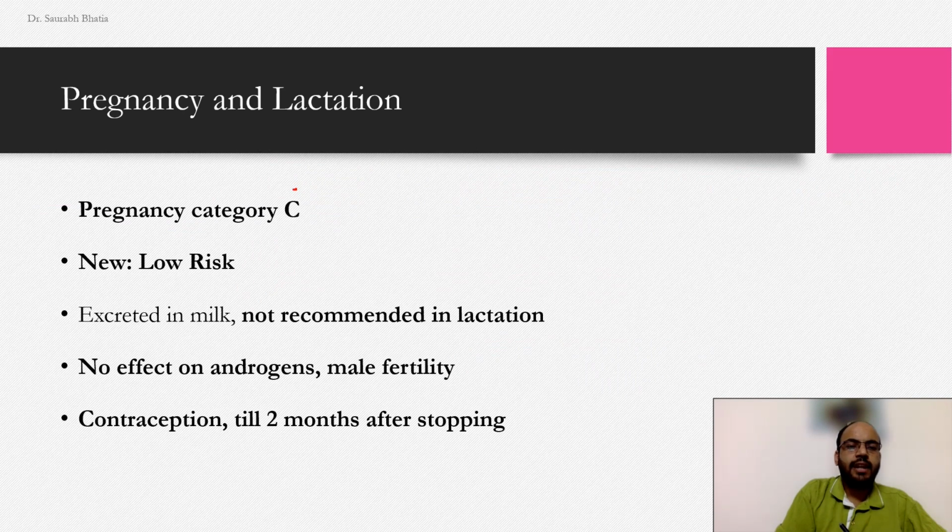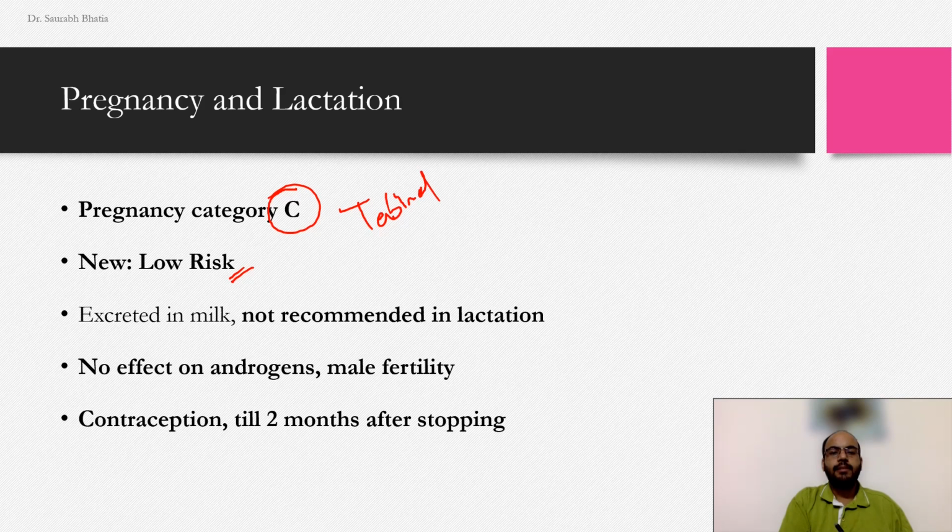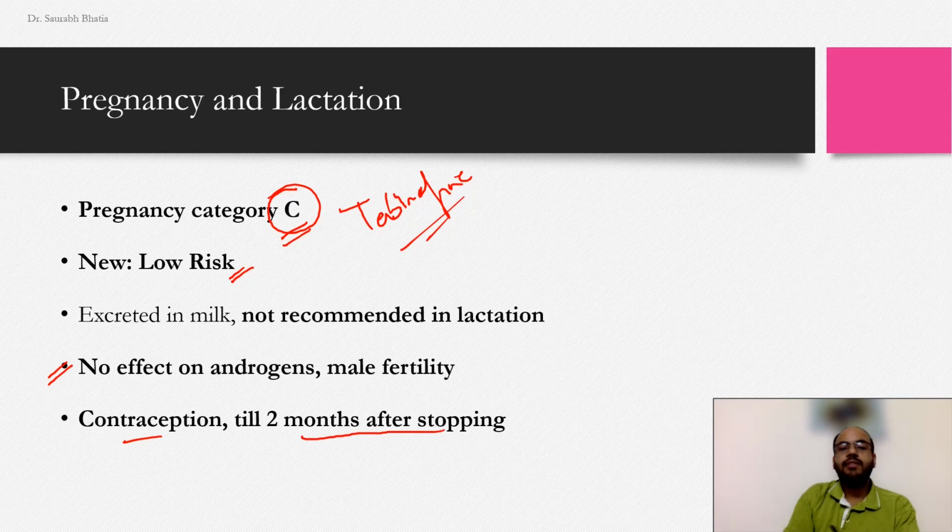So we have mentioned that itraconazole is pregnancy category C. The newer category mentioned itraconazole as low risk. However, a better drug to be used in pregnancy would be terbinafine. Okay, in pregnancy, it's category B. Itraconazole is category C. Now, itraconazole is excreted via milk, so it is not recommended in lactating mothers. It has no effect on androgens or male fertility, but since it is pregnancy category C, contraception is advised till 2 months after stopping the drug.